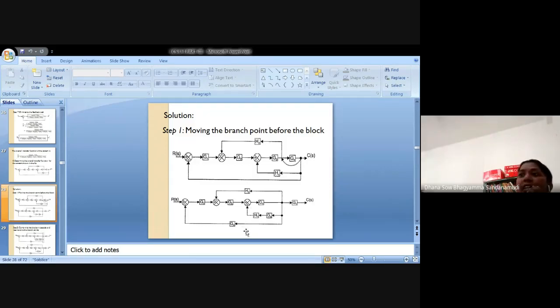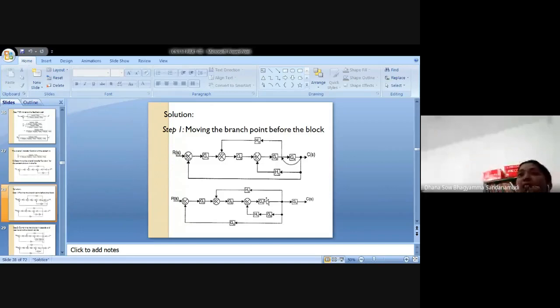One more thing we can do. This is one feedback element, this is one feedback element, this is also one feedback element. All these feedback elements have almost a common branch point here. So let us split these branch points into 3 branch points, since 3 feedback elements are there, 1, 2, and 3. Let us split these branch points and combine the cascade elements.